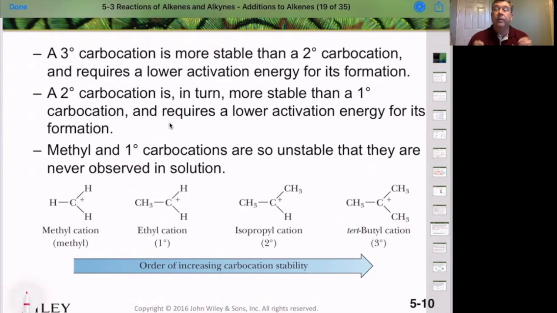And so therefore, the order of stability goes: a methyl, which is 3 hydrogens on a carbon, is very unstable, followed by a primary carbocation with 1 methyl group attached to that carbon, or an ethyl cation. A secondary carbocation like the isopropyl cation is more stable. And this t-butyl cation is the most stable carbocation we can form because it has 3 carbons bonded to that positively charged carbon. Okay, why is it more stable? That's what's next.